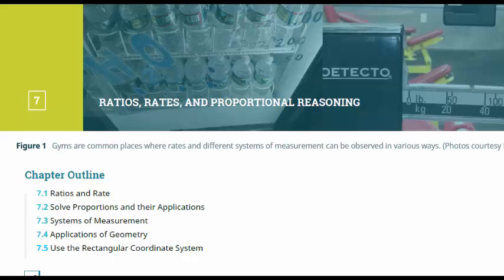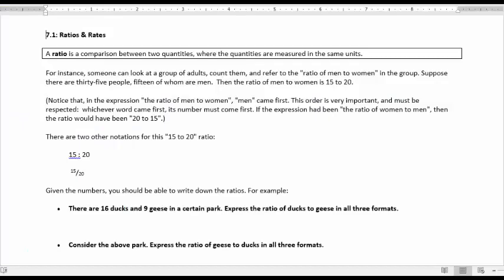So we're now into chapter 7 of our pre-algebra textbook called Ratios, Rates, and Proportional Reasoning. We're going to start with section 7.1, which deals with ratios and rates. So first off, what is a ratio? A ratio is just a comparison between two quantities where the quantities are measured in the same units.